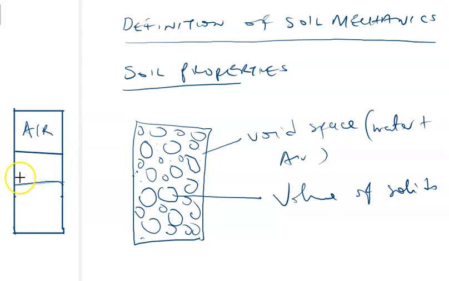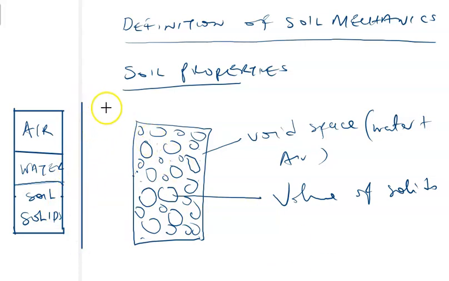Spaces occupied by air, the total space occupied by water, then this one is occupied by the solids. So if we look at this, we will see that we can establish relationships based on this. Here, we can express the total of all this as the volume of the soil sample.